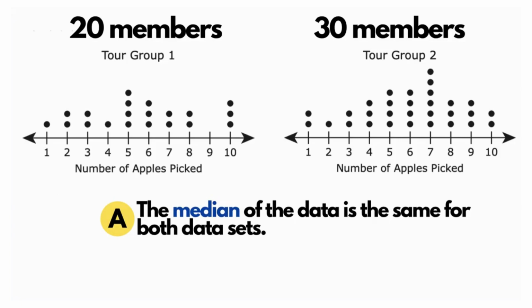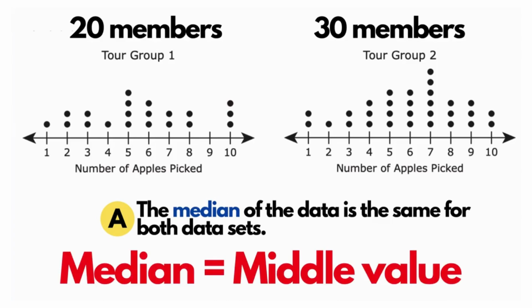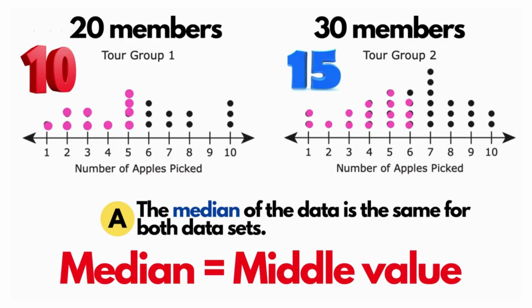It says the median of the data is the same for both data sets. Median is the middle value in a set of data. So let's look and see what we've got. Middle value, going forward, let's count. We've got 10 dots in the middle and 15. So we thought the middle value will be 10. We're going to highlight the 10 and find the middle, and on the 30 members, we're going to use 15 and highlight the 15 members.